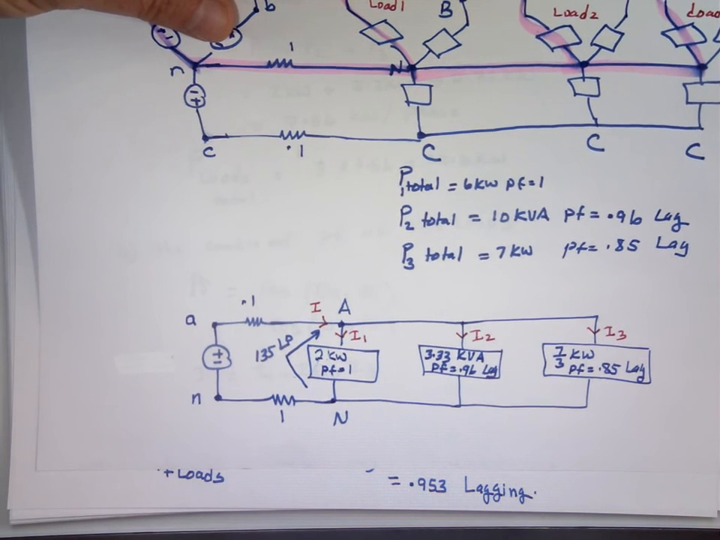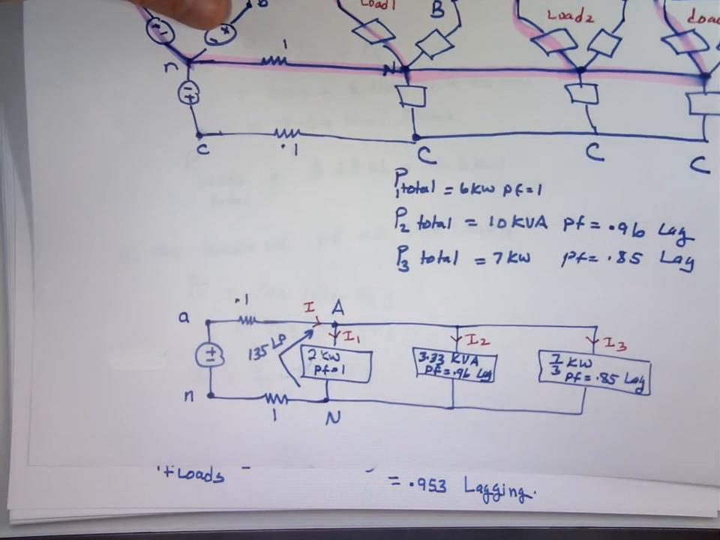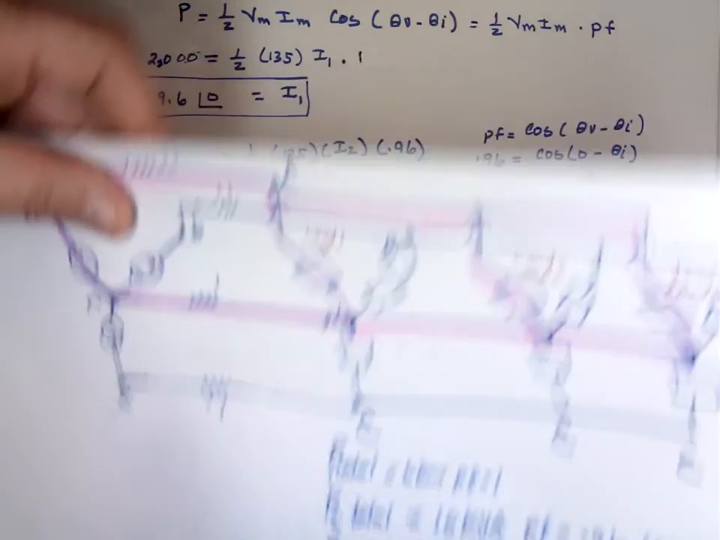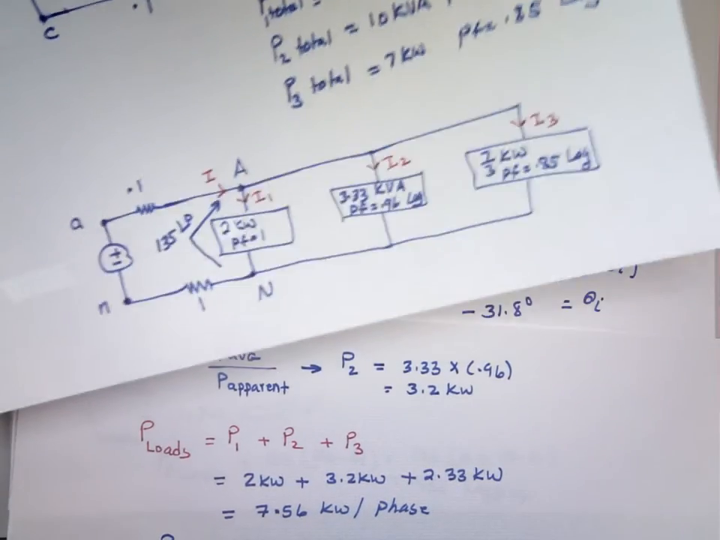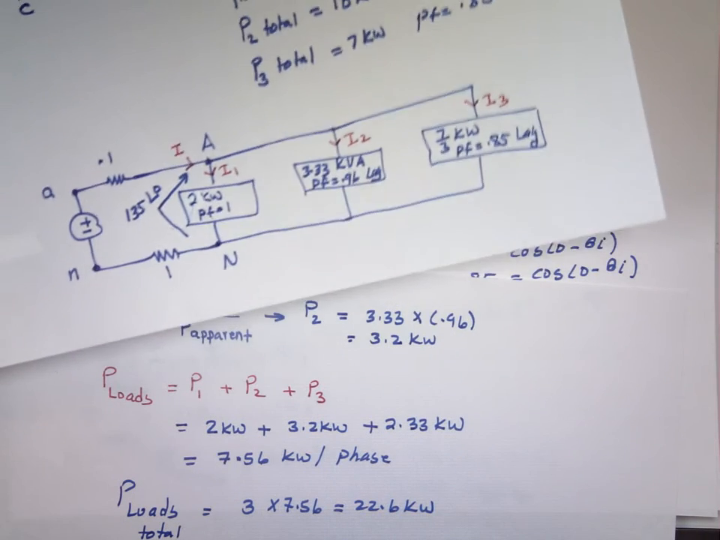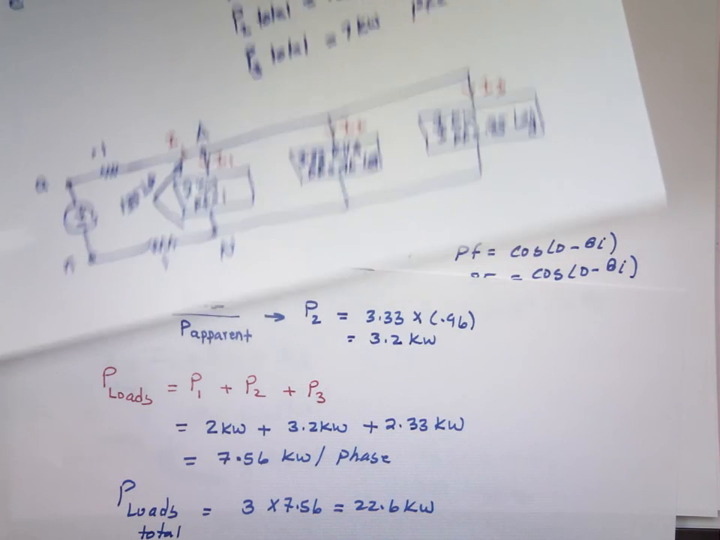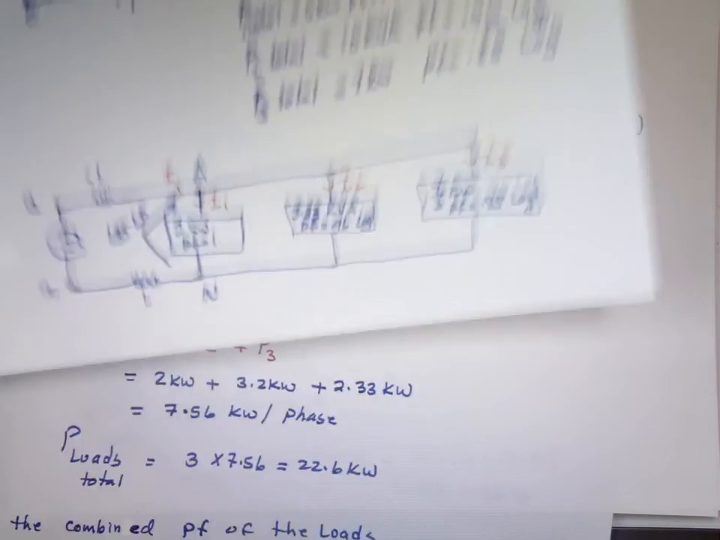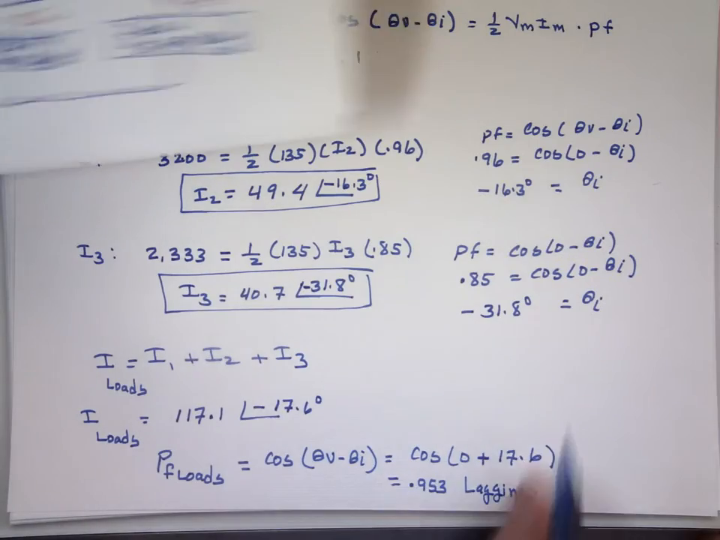Now we know what the average power is, and we know the current going through it. We said the average power per phase is what? Right here, 7.56 kilowatts per phase. So if you want, you can replace these three loads now. That's too many things going on in this picture. This is what I have.